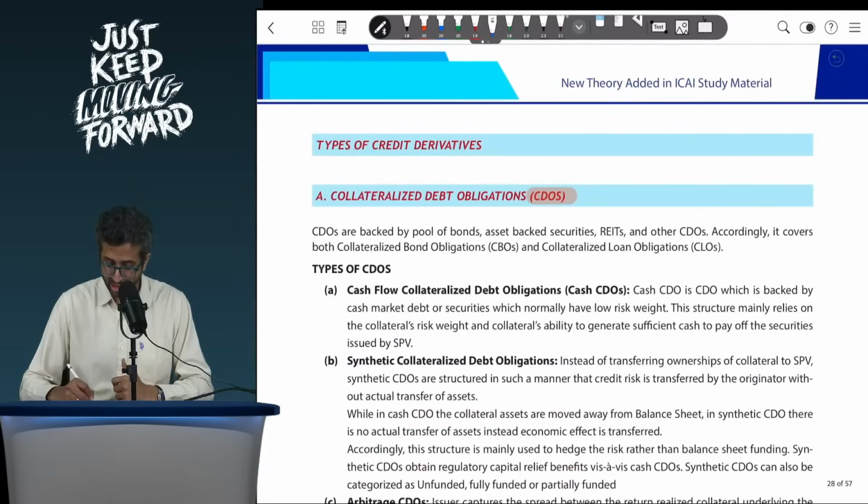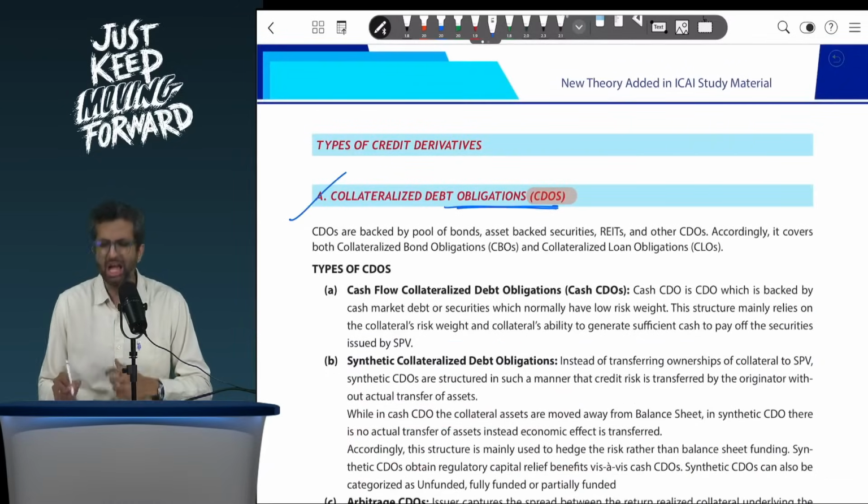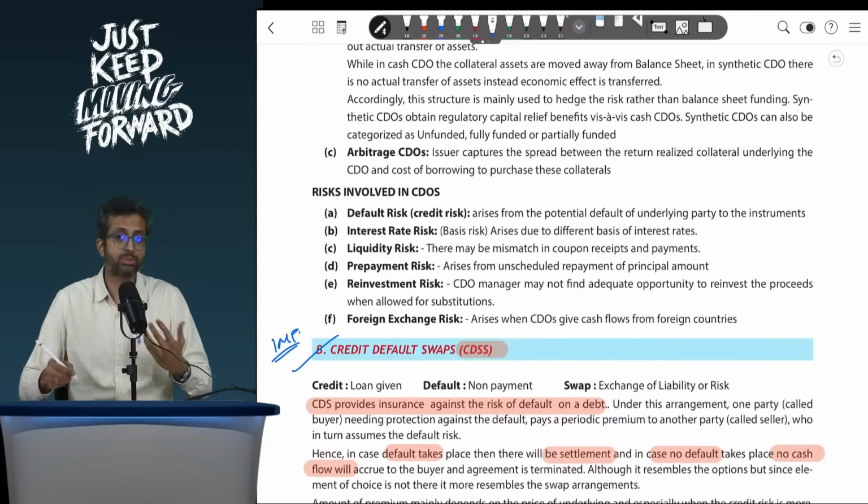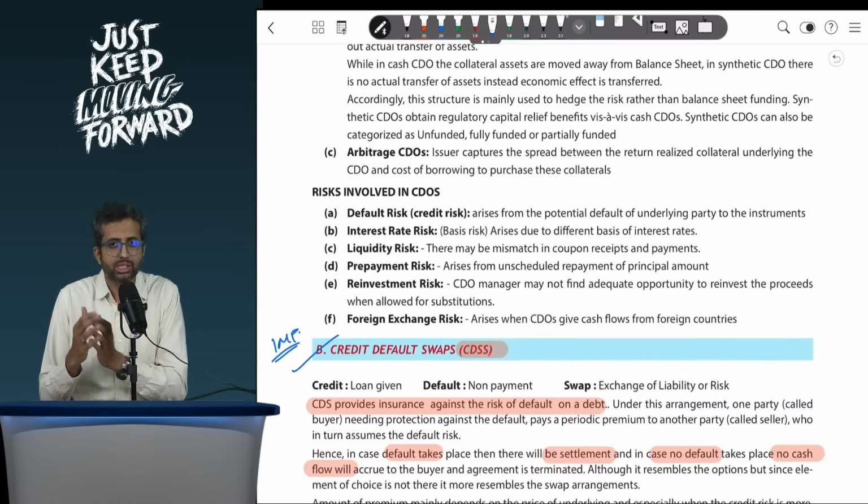First, there is something called a collateralized debt obligation, or a CDO, which is also kind of covered when we do securitization. And second is the credit default swap. More important in my opinion is the credit default swap, which is much more popular and for which a simple note can also be asked.